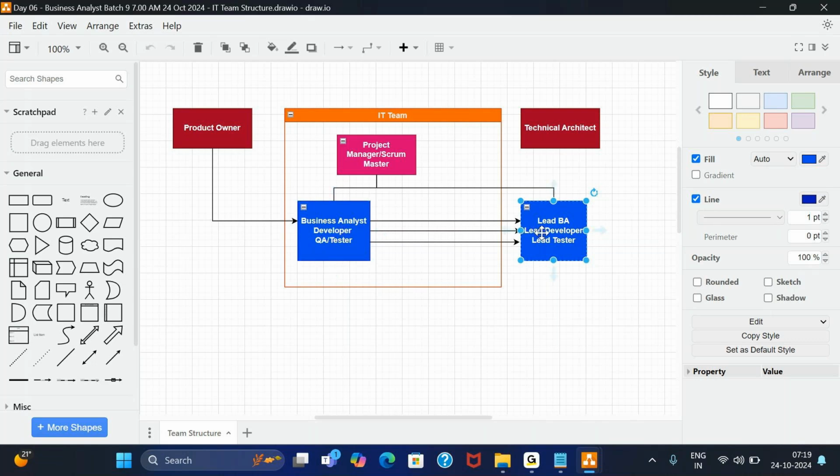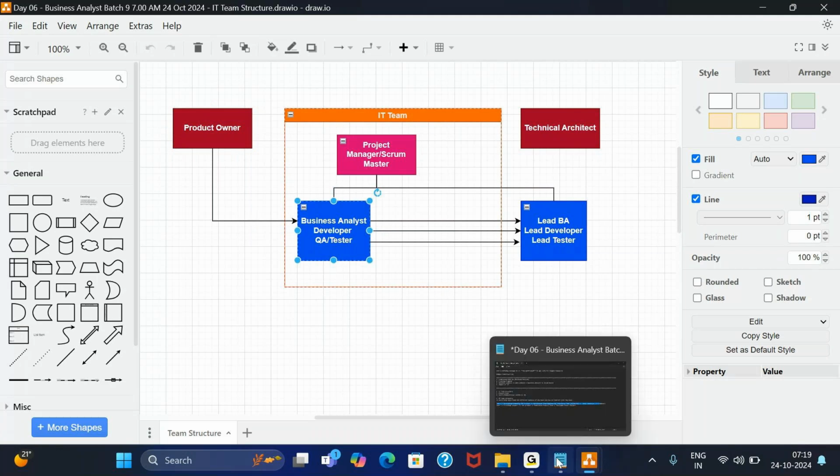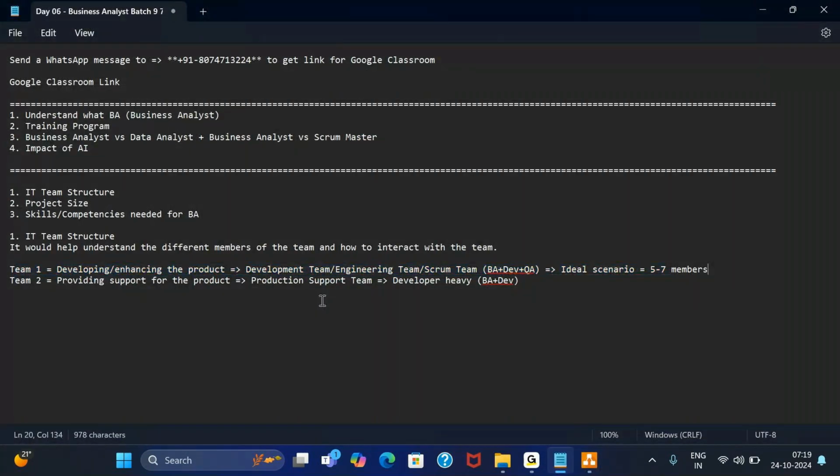Now, other than that, what you will also see is there's a role called product owner. Now, a BA is responsible for directly working with the product owner.